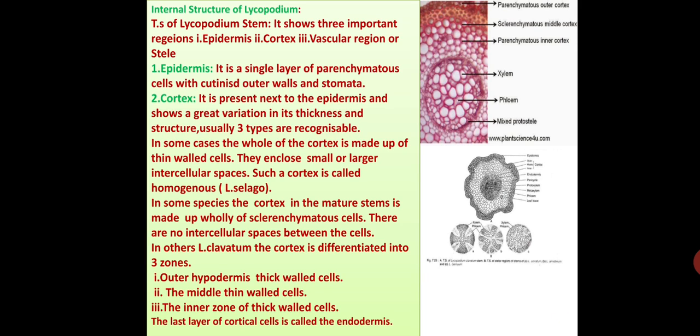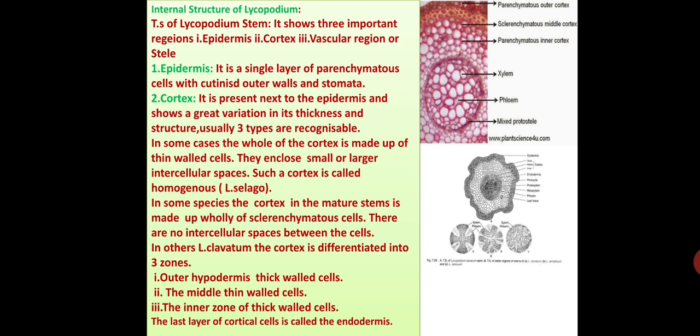The stem shows three important regions: epidermis, cortex, and fascicular region or stele. First we discuss the epidermis. It is a single layer of parenchymatous cells with cutinized outer walls and stomata. Next we discuss the cortex. It is present next to the epidermis and shows greater variation in its thickness and structure. Usually three types are recognizable.